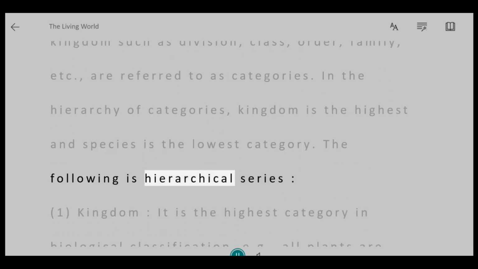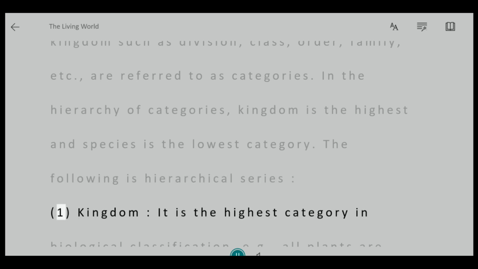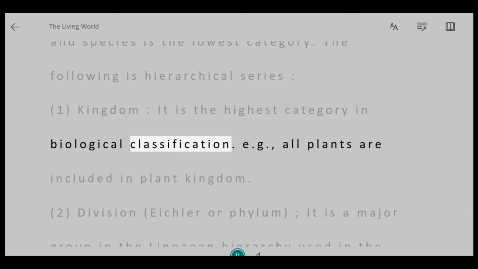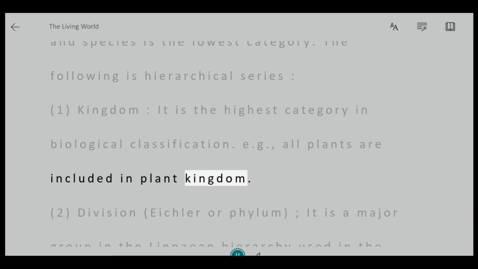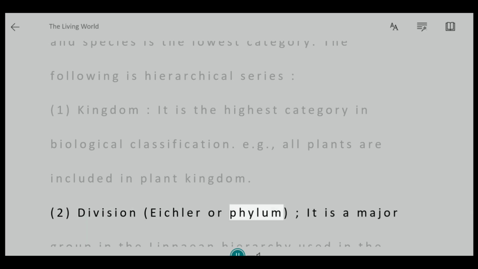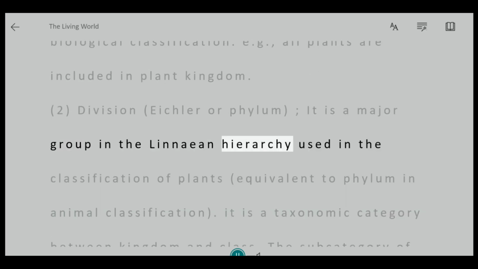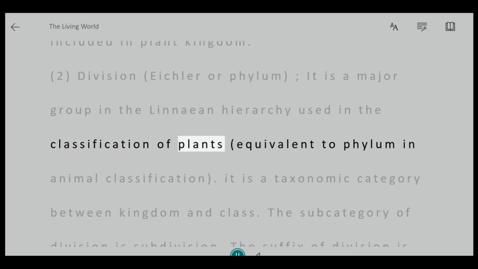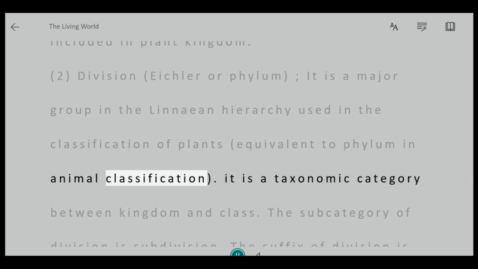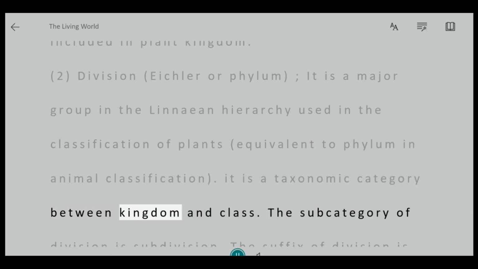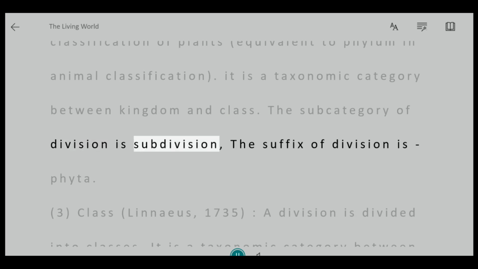The following is hierarchical series. 1. Kingdom, it is the highest category in biological classification. Example, all plants are included in plant kingdom. 2. Division, Eichler, or phylum, it is a major group in the Linnaean hierarchy used in the classification of plants, equivalent to phylum in animal classification. It is a taxonomic category between kingdom and class. The subcategory of division is subdivision, the suffix of division is phyta.